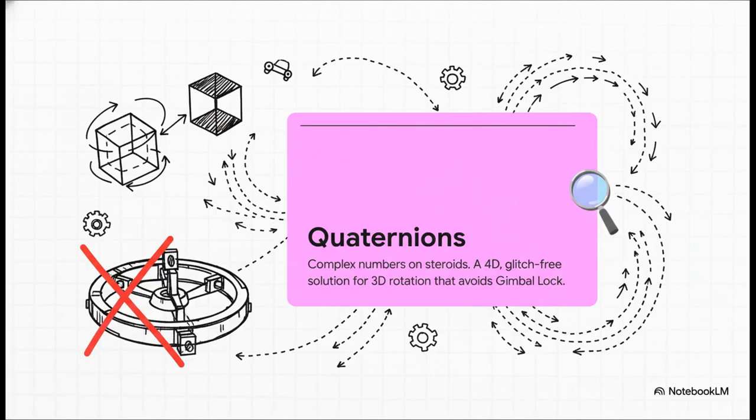On a high level, you can just think of them as complex numbers that went to the gym and got totally jacked. They use 4 numbers to represent a 3D rotation, and they do it in a way that's, well, beautiful mathematically. And, most importantly, they are completely 100% immune to Gimbal Lock.